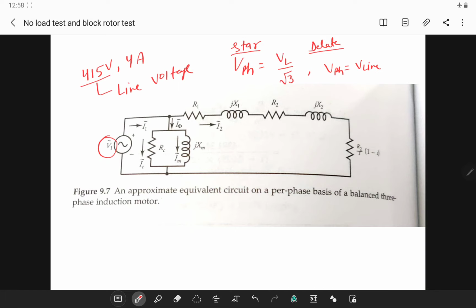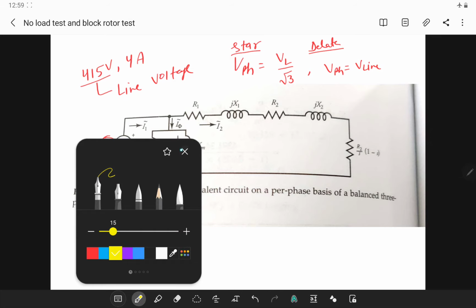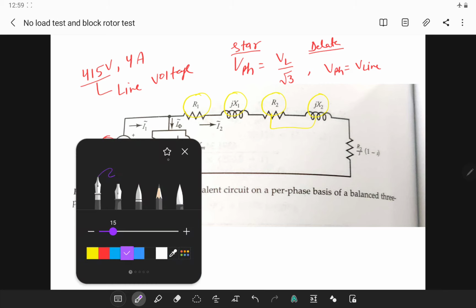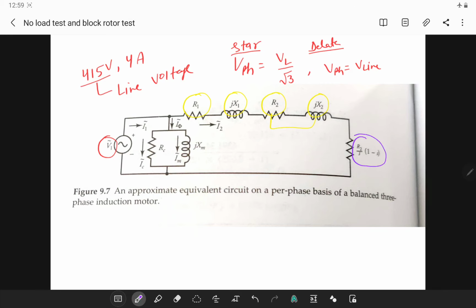This is the per phase equivalent circuit diagram. Let me recap. R1 is the stator resistance or stator winding resistance. jX1 is leakage reactance of stator. R2 and jX2 are the same for rotor, that is rotor resistance and leakage reactance of rotor. And finally R2 upon S into (1 minus S) is the mechanical equivalent.